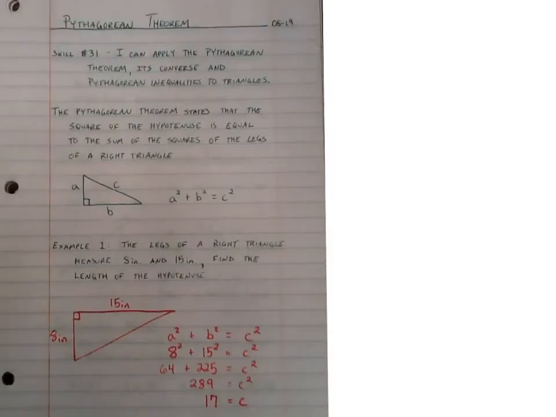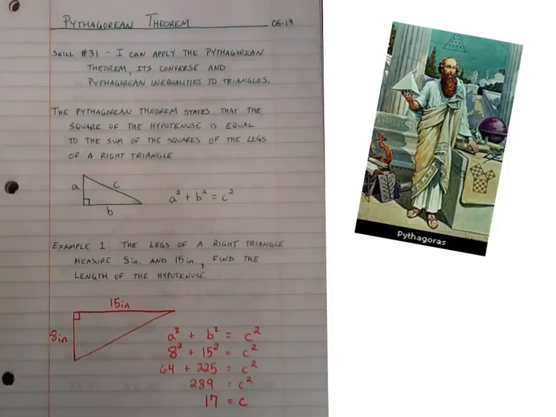We'll begin our notes on page 05-19, and we will title it Pythagorean Theorem. Skill number 31. I can apply the Pythagorean theorem, its converse, and Pythagorean inequalities to triangles. The Pythagorean theorem states that the square of the hypotenuse is equal to the sum of the squares of the legs of a right triangle.